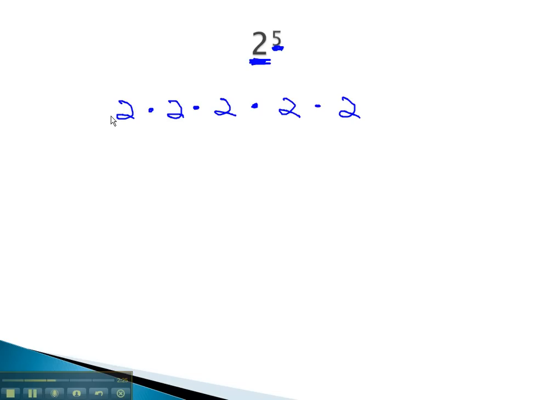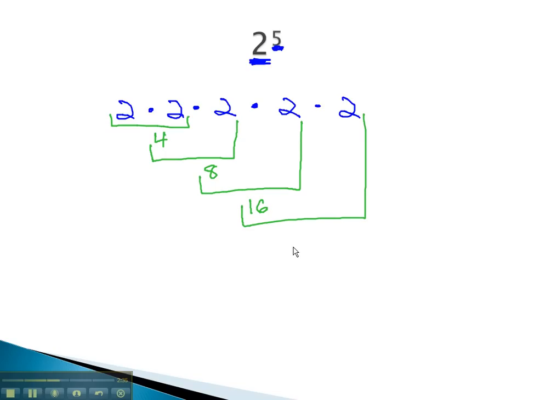Let's just go left to right for now. 2 times 2 is 4. 4 times 2 is 8. 8 times 2 is 16. And 16 times 2 gives us our final answer of 32. So 2 to the 5th power, or 2 multiplied 5 times, will give us an answer of 32.